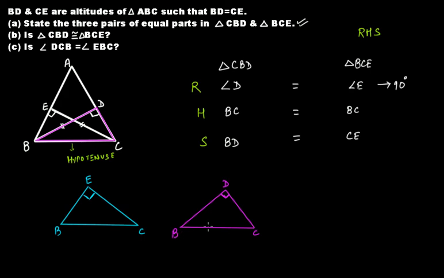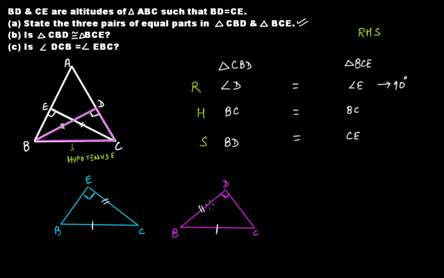So now if you are unable to think which vertex will fall on which vertex if we try to superpose this triangle on this one, I'm going to tell you a very quick way to identify. Now you know that these two triangles are congruent, and the information that has been given to us is like this: BC is the common side, right? This BD is equal to CE, that's given to us.